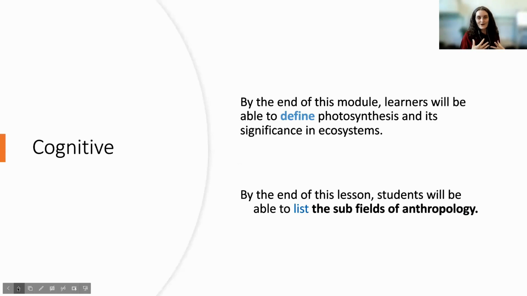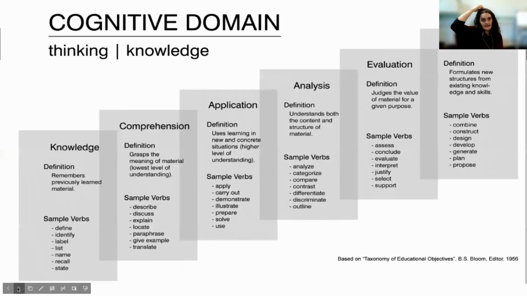All right. So by the end of this module, learners will be able to define. If you're looking for students to provide a definition, that would be in the cognitive domain. So maybe they're defining photosynthesis, its significance. By the end of this lesson, students will be able to list the subfields of anthropology. These are cognitive things, and we're going to look in a second at those steps in that domain. And the next slide, here they are.